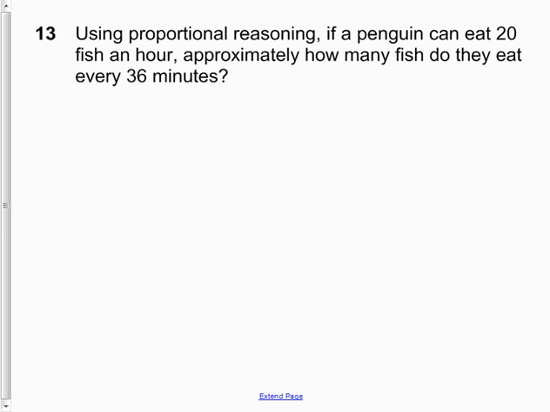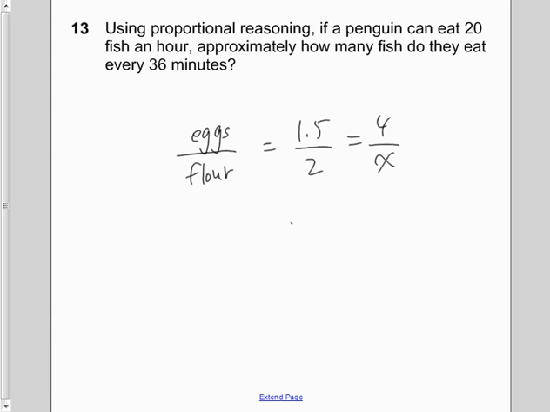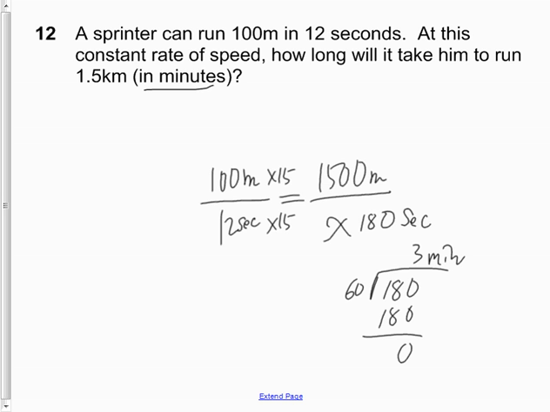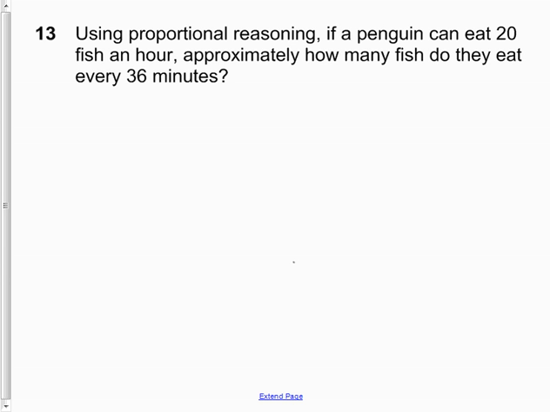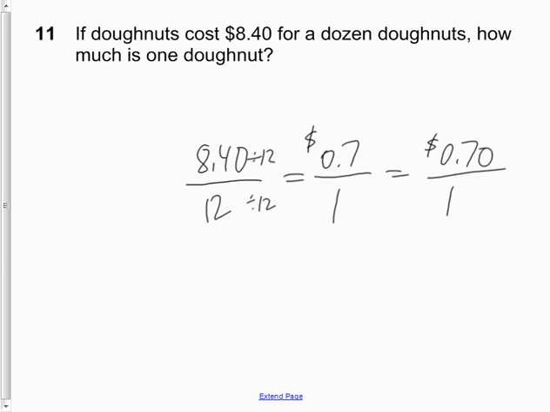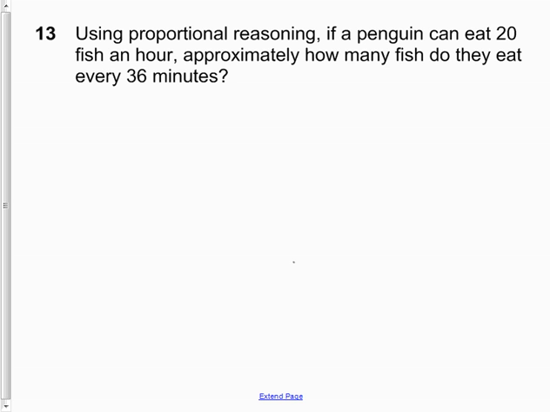Question 13 says using proportional reasoning. Oh, I think I'm on the wrong question. I think I'm supposed to go back a question. I'll go back one. Oh, I think I skipped a question. Oh, maybe I didn't. I think I'm okay.